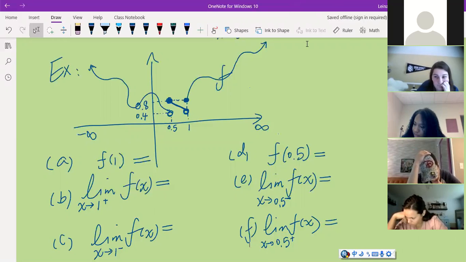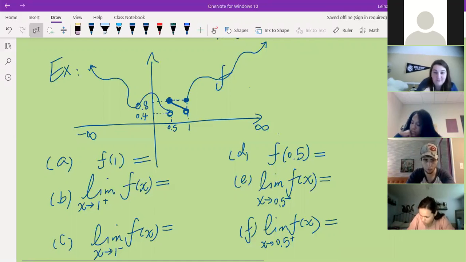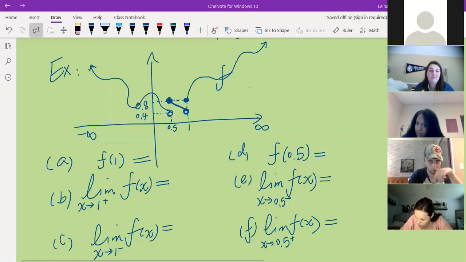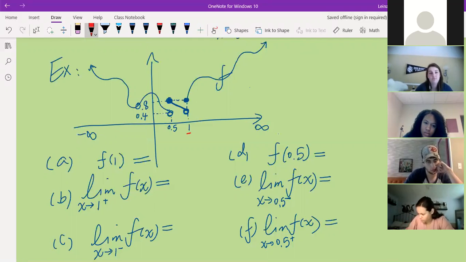Anyone has finished part A? f of 1 equals, what is f of 1? Thank you, Daniel. Thank you, Jordan. Yep, f of 1 will just be 0.8. What we're doing is for f of 1, we're looking for x equals 1, right? So x equals 1 is here. And we're looking for any solid point corresponding to x equals 1. Solid point will be this one. This is the solid point. The y value will be 0.8. So f of 1 will be 0.8.